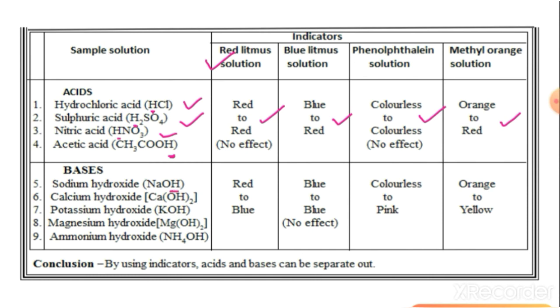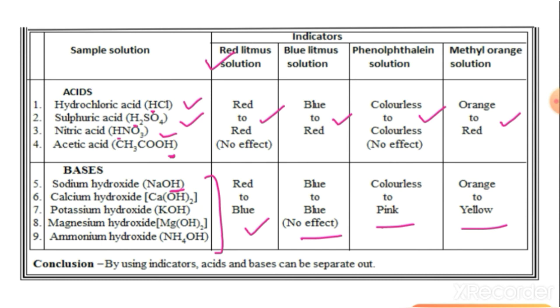Bases are those which have OH minus in their formula. So sodium hydroxide, which is a base, or calcium hydroxide, potassium hydroxide, magnesium hydroxide, ammonium hydroxide, all these are bases in nature. So how do we come to know about these bases? When we use the indicator, if we put the red litmus solution to it, that red color will turn into blue. That means it will show that the given substance is a base. If we add blue litmus to it, the blue color will show no change. Phenolphthalein will turn to pink, and methyl orange will turn to yellow. From orange it will change its color to yellow.